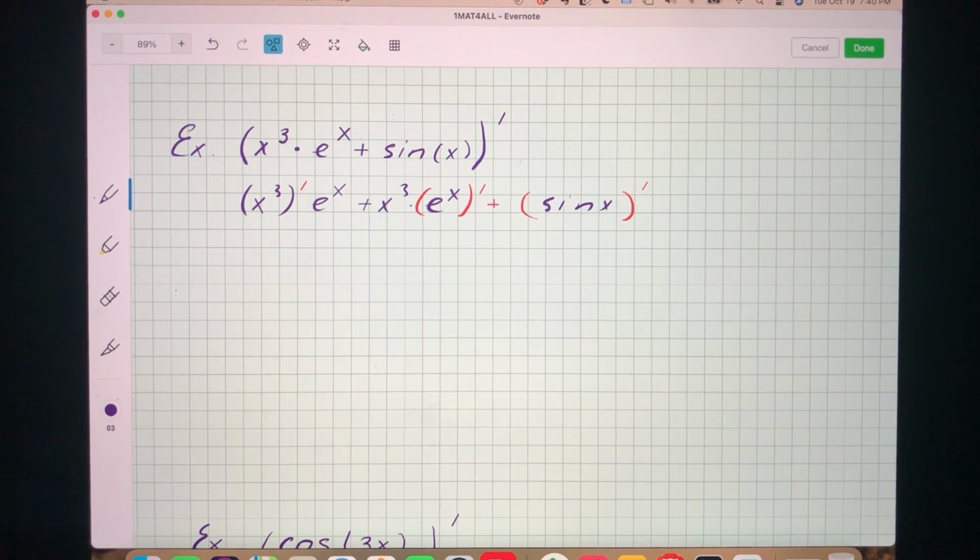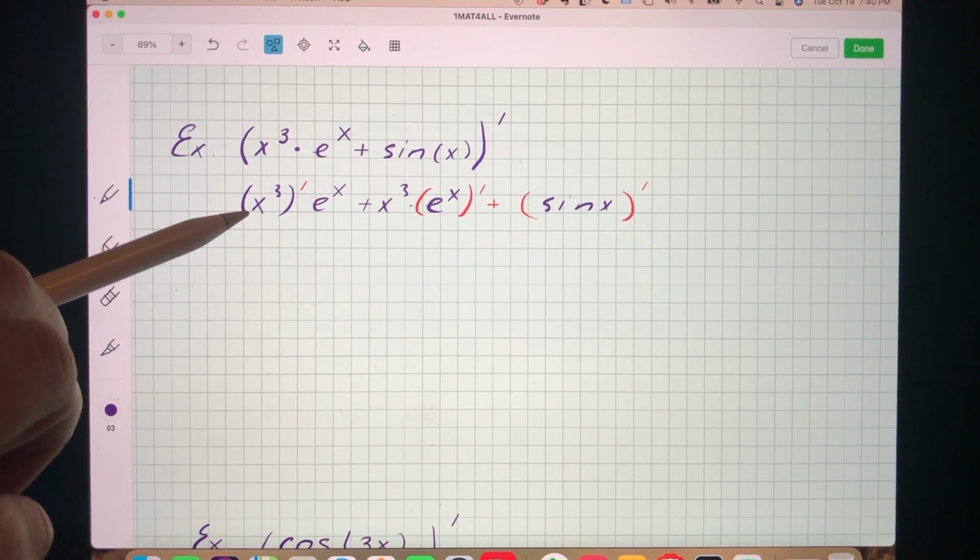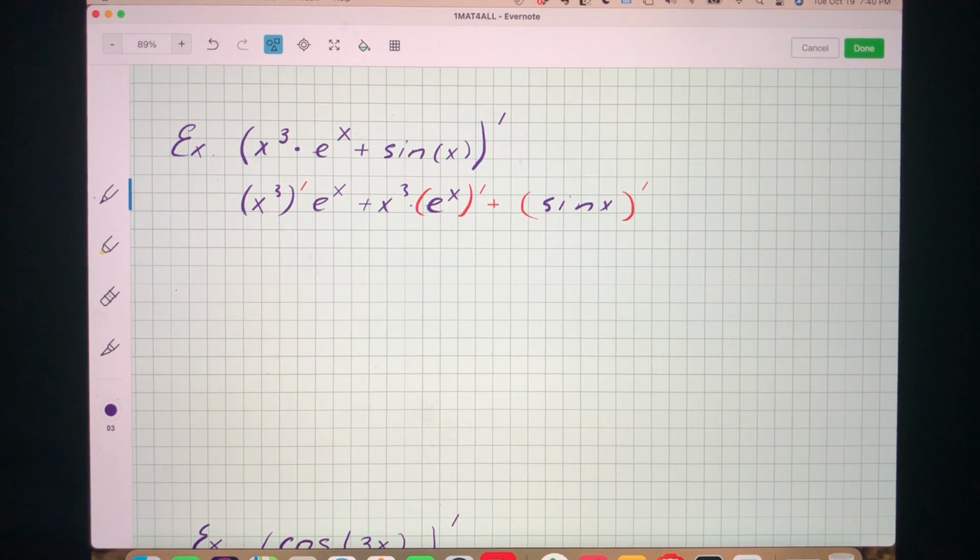So now we know what we need to be doing. We ask ourselves, how do we take a derivative of x cubed? Well, the derivative of x cubed is power rule. So using the power rule, we get 3x squared times e to the x plus x cubed. Now the derivative of e to the x is itself, so we just get e to the x. The derivative of sine x is cosine x. So we are done. That's the end of our first example.